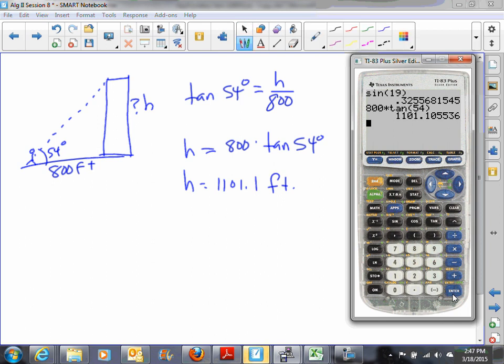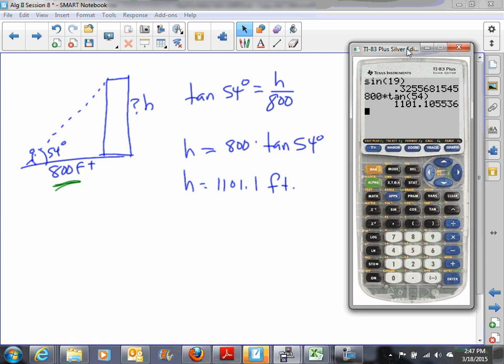Now, I got to tell you the truth. My data here is only in one significant figure, so pushing it to 1, 2, 3, 4, 5 significant figures would make any science teacher just scream. But anyway, this is how you would find an unknown length. Let's do one more of these.